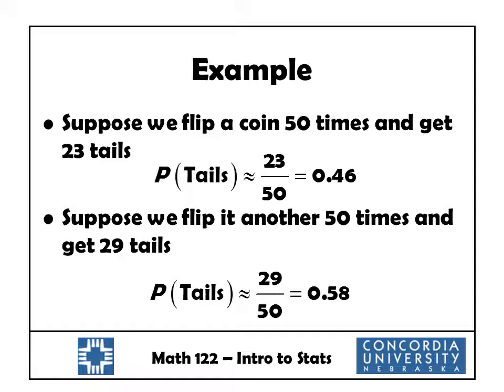So you see that in these two cases, we got different values of the probability. That's why Rule 1 only gives us an approximation of the probability. Notice that these two approximations are relatively close to each other, but they're not identical.